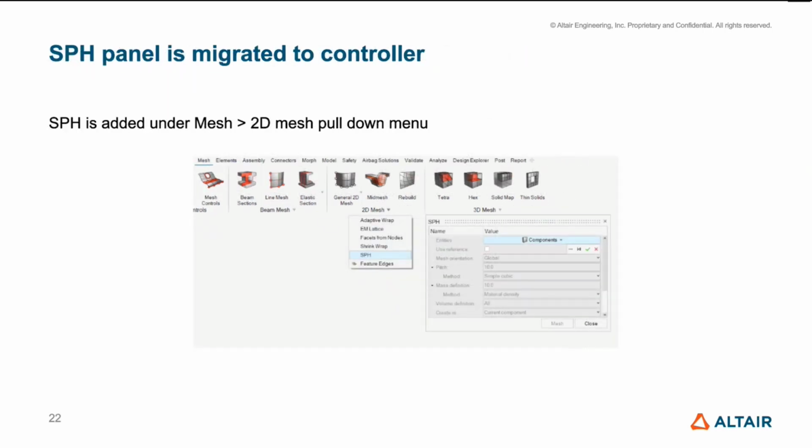Same thing with the SPH mesh as well. We have migrated SPH mesh under the 2D mesh ribbon. It will be a pull down again. When we pull down, it will show us the SPH controller where we can select the component and generate the SPH mesh for that.